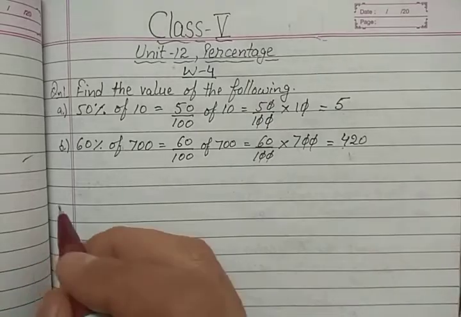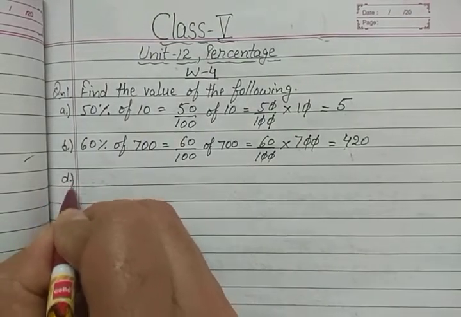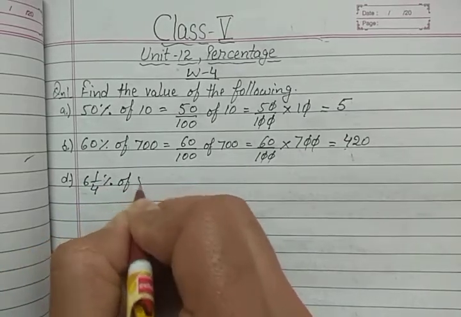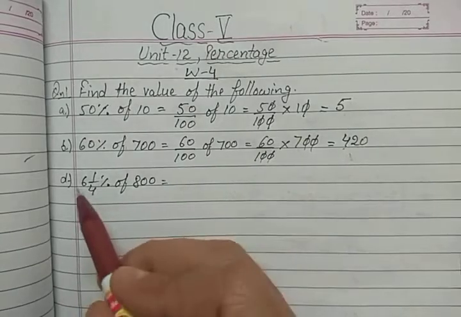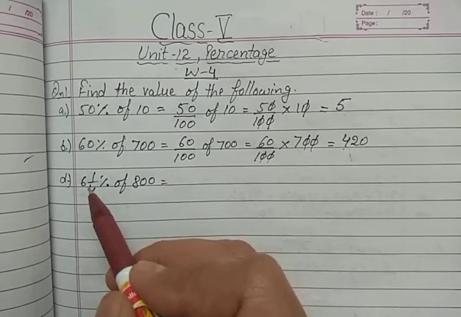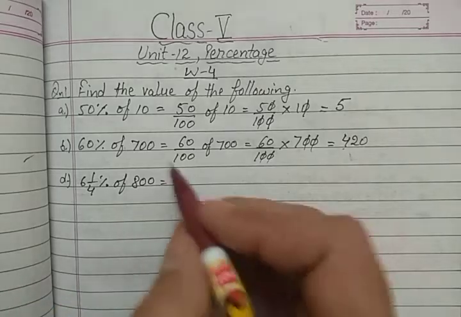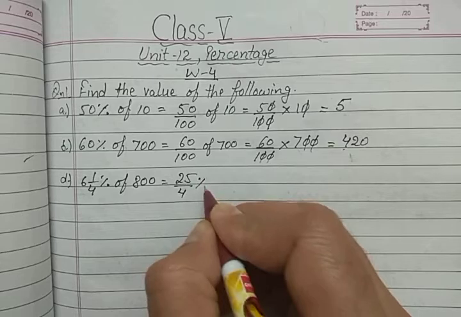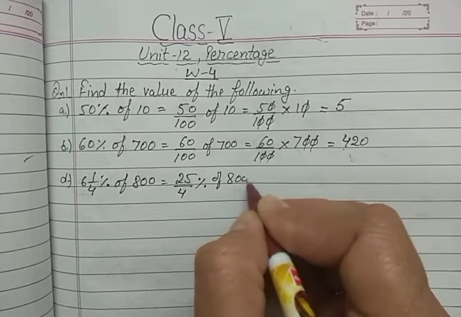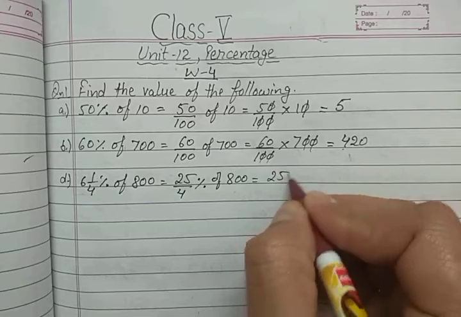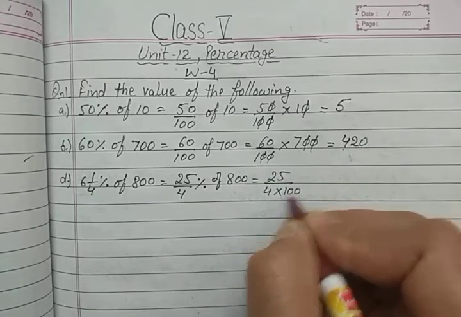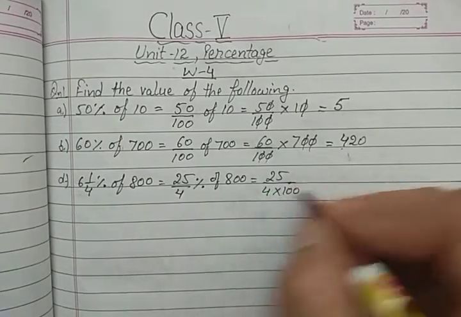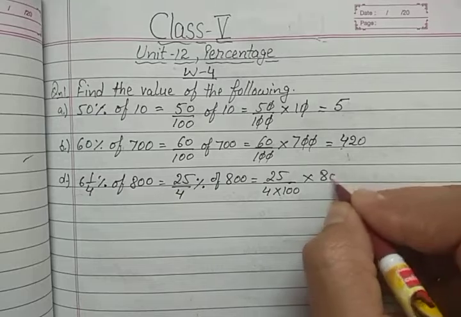Let us do D part now. So here is 6 and 1 by 4% of 800. Now you know, whenever the question is given in mixed form, then first of all we have to convert it into improper fraction. So 6 4s are 24 plus 1, 25 upon 4 percent of 800. Now remove the percentage sign. 25 upon 4 into 100. So we have to write 100 in the denominator. Of means multiply by 800.